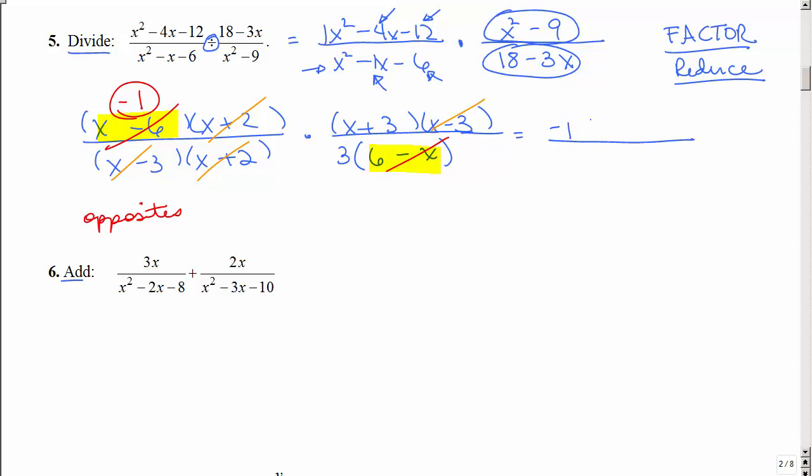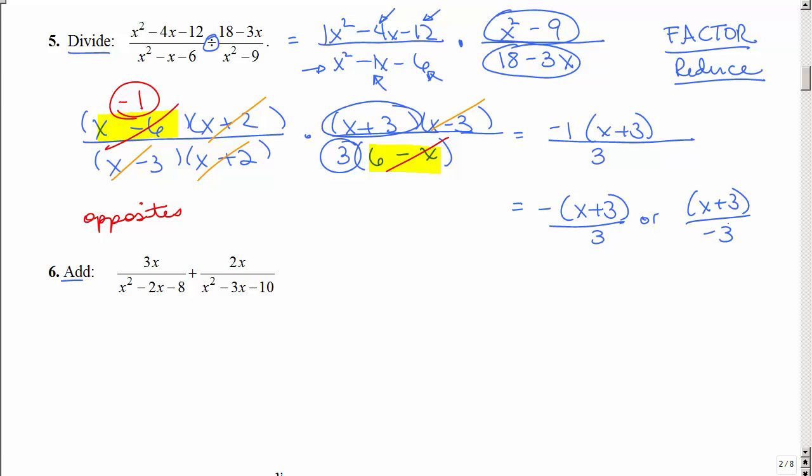So I have this negative 1 times an x plus 3. And the only thing I have left on the bottom is a 3. So that's an acceptable answer. Probably be prettier if I don't write the 1. Okay. I could also leave the negative on the bottom. Either way, I would be very careful and leave those parentheses. Just a little bit safer that way. Now that's dividing. So remember, we want to factor and reduce.